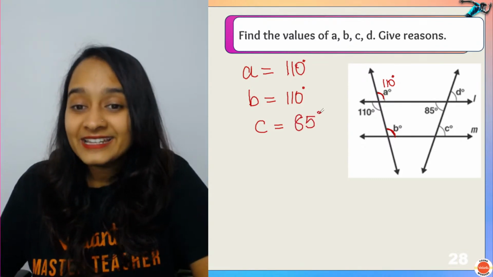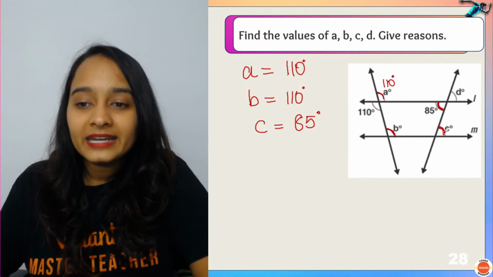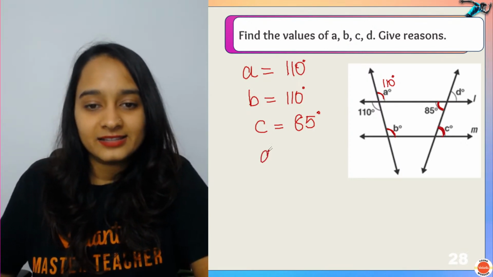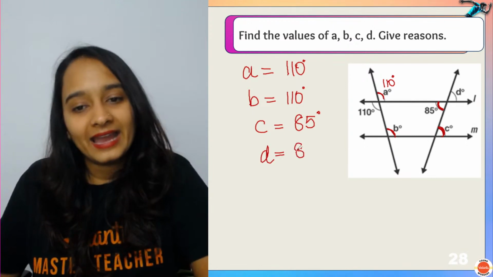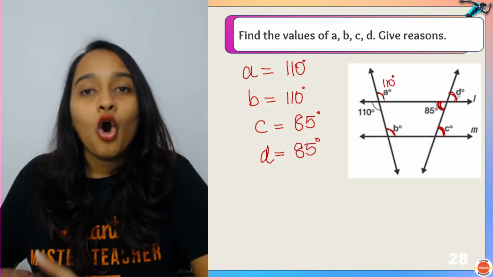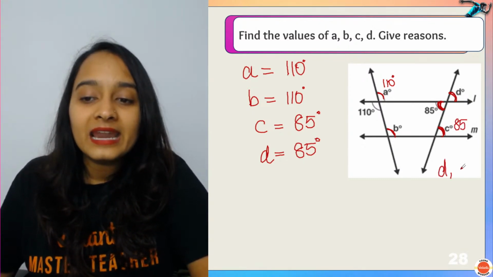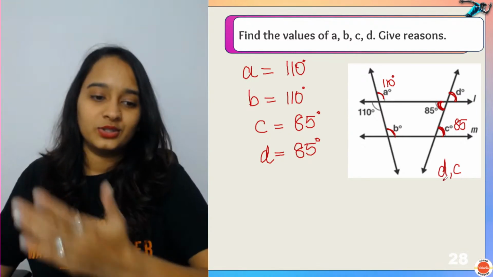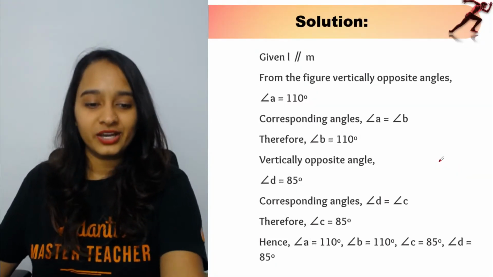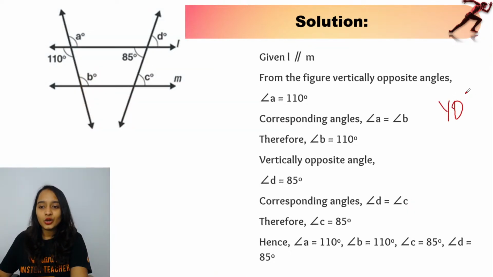Exactly. It is 85 degrees because they are alternate interior angles. So what is angle D? Angle D is also 85 because vertically opposite, or you can use corresponding angles. Angle D and angle C are corresponding, so they are equal to each other. Easy peasy. Does everyone understand? Quickly give me a yo in the chat box. You guys understood here? All good?